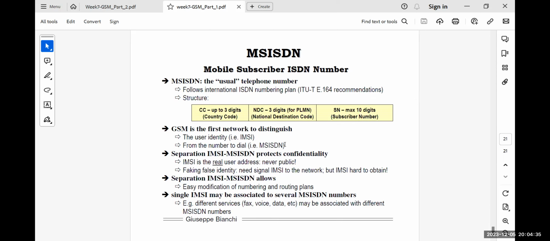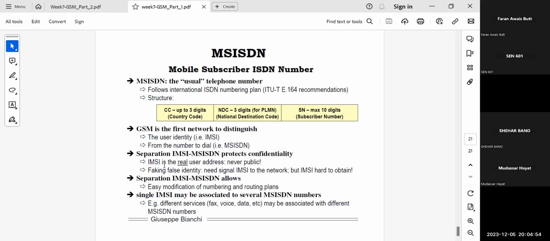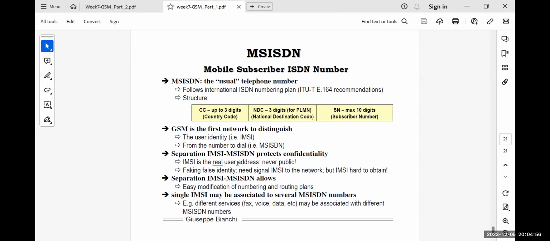So obviously, most of you know what your MSISDN is, that is your mobile phone number, but I don't think most of you know what your IMSI number associated with your SIM is, right? Okay, so the separation of the IMSI and MSISDN protects confidentiality. IMSI is the real user address that is never public.